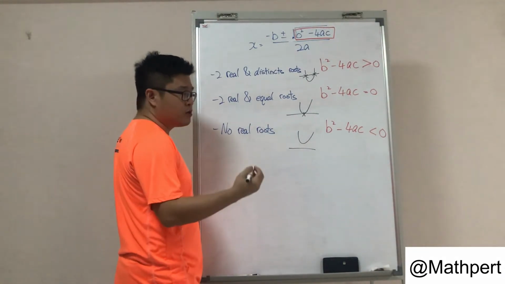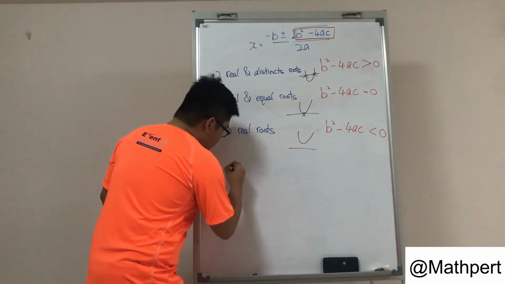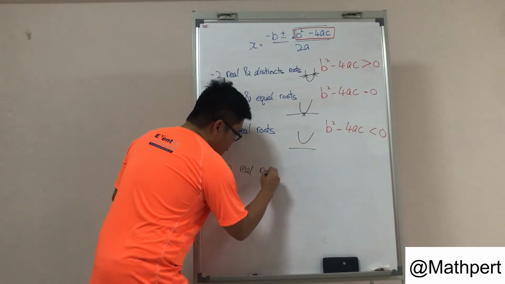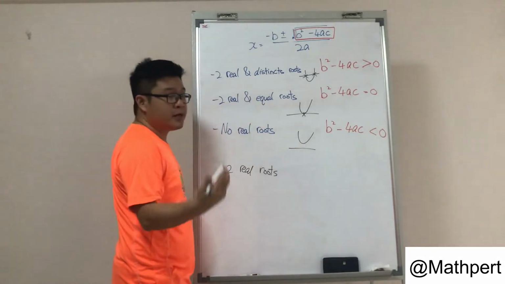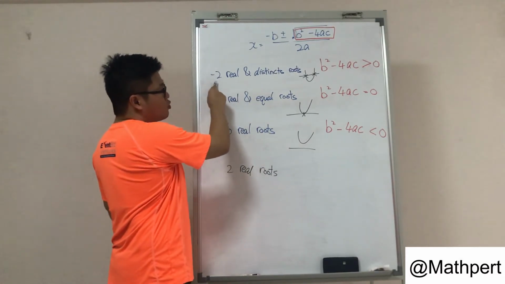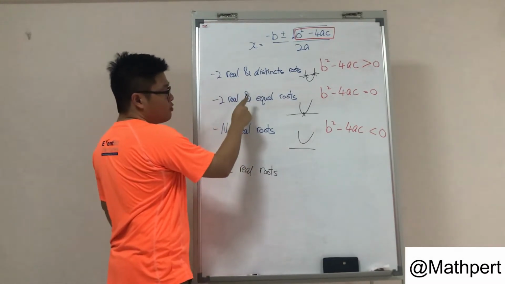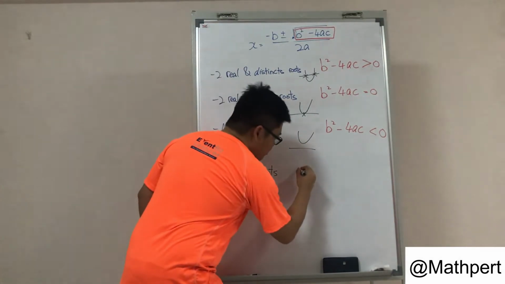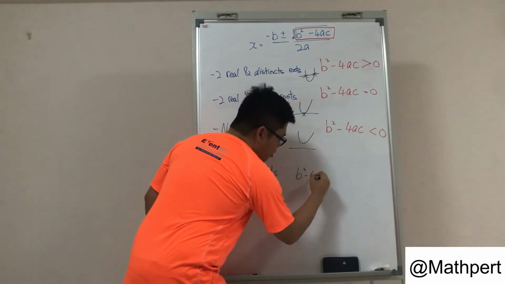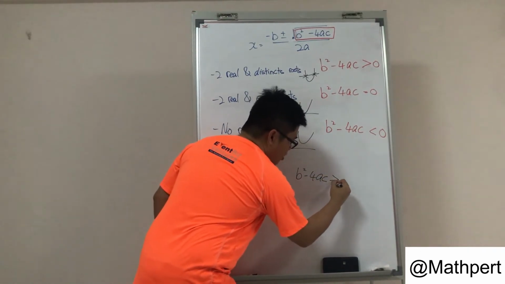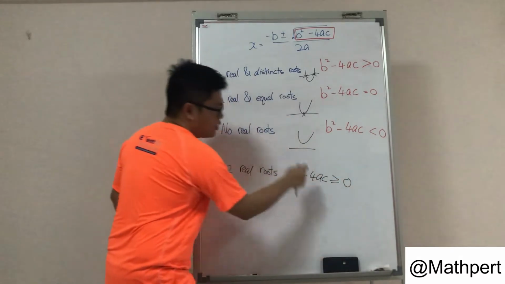And one more thing, sometimes the question might say there are two real roots, meaning a combination of two real and distinct roots and two real and equal roots. That is b squared minus 4ac is bigger than or equal to 0.